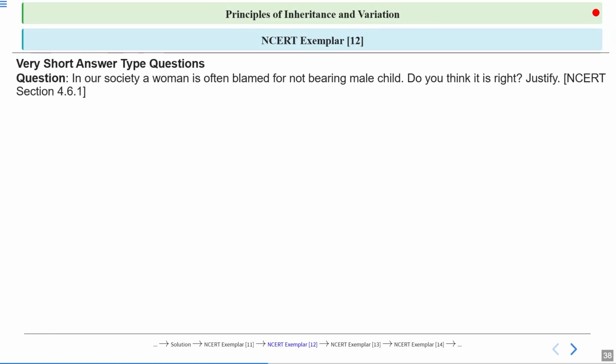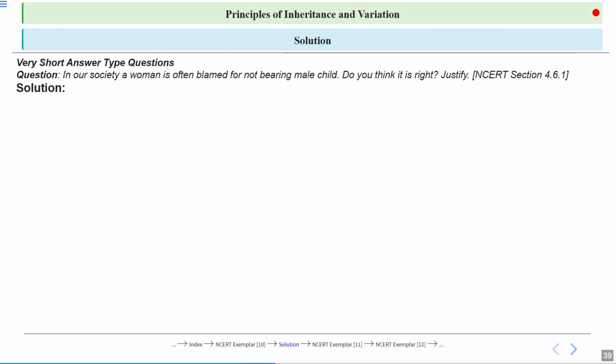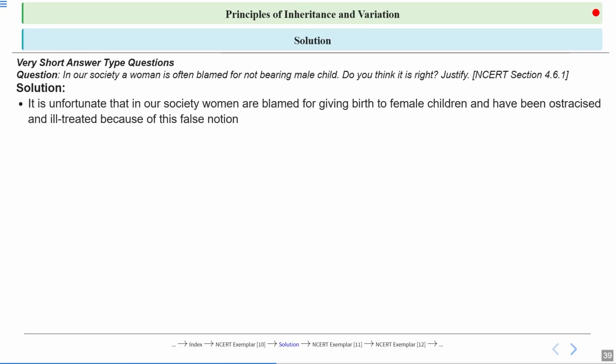In society, the woman is often blamed for bearing a female child, or for not bearing a male child. Do you think it is right? You have to justify the statement. So sex is controlled by males. The gender of the unborn child is determined by the male, not by the female. So it is very unfortunate that females are blamed for giving birth to a female child, but it's actually the males who determine the gender of the child.